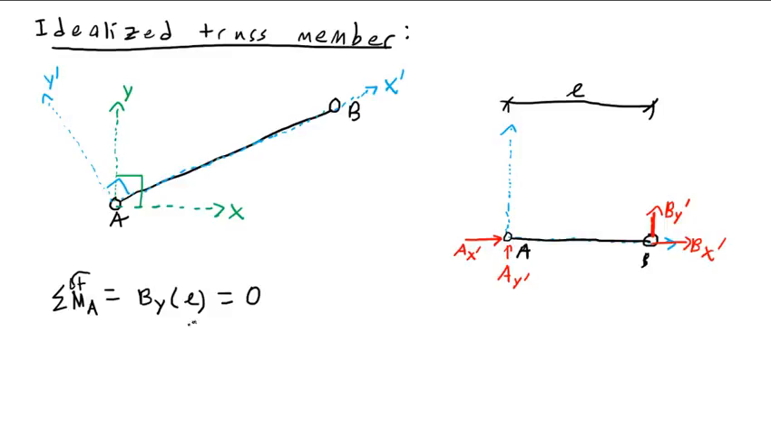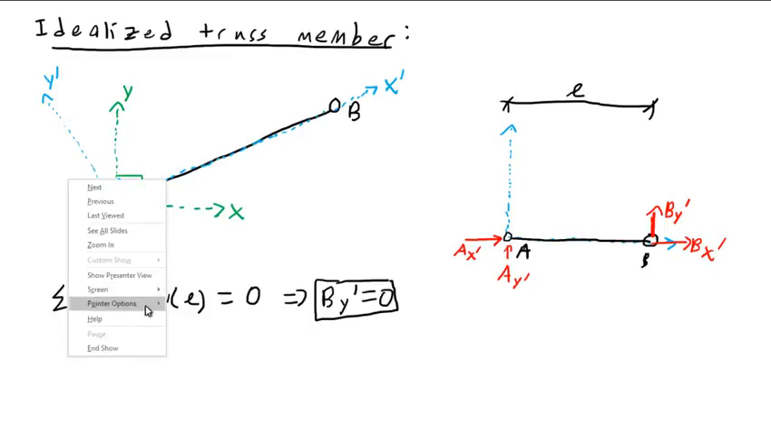There's nothing else to resist it. So therefore, this leads us inextricably to BY prime equals zero. It may not seem like much yet, but it will be. That's pretty powerful. You probably don't realize that yet, but it is. I'll bring it all together, don't worry.